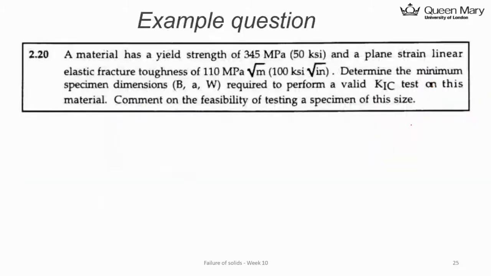Okay. So let's just look at an example following this. A material has a yield strength of 345 megapascal and a plane strain linear elastic fracture toughness of 110 megapascal square root meter. Okay, that's the KIC. So the question asks us to determine the minimum specimen dimensions B, a, W, the dimensions for the specimen, required to perform a valid KIC test on this material.